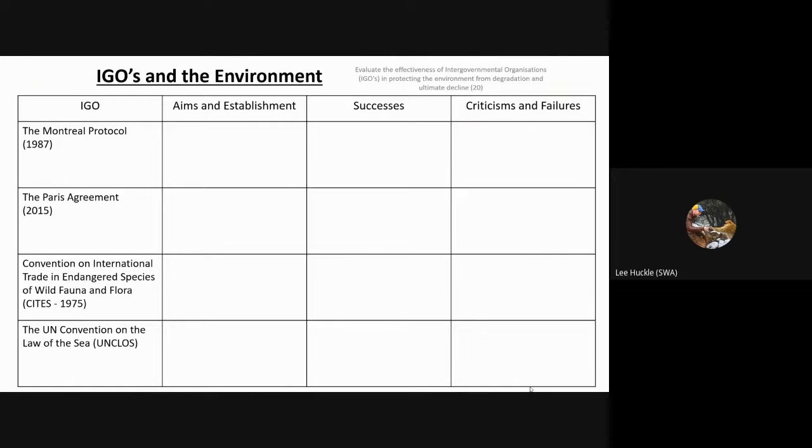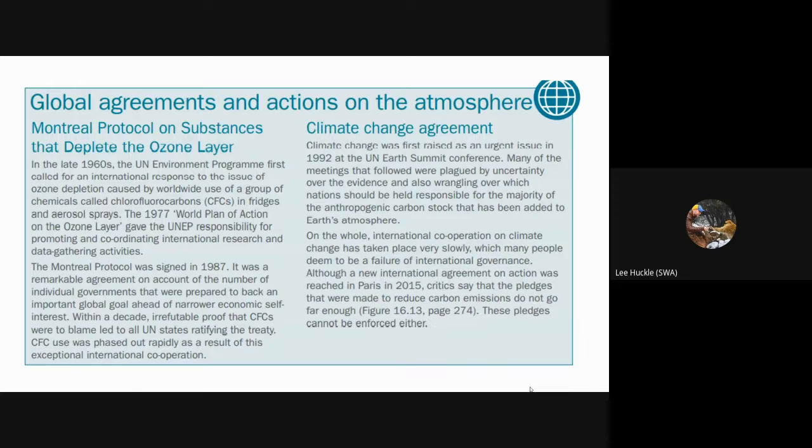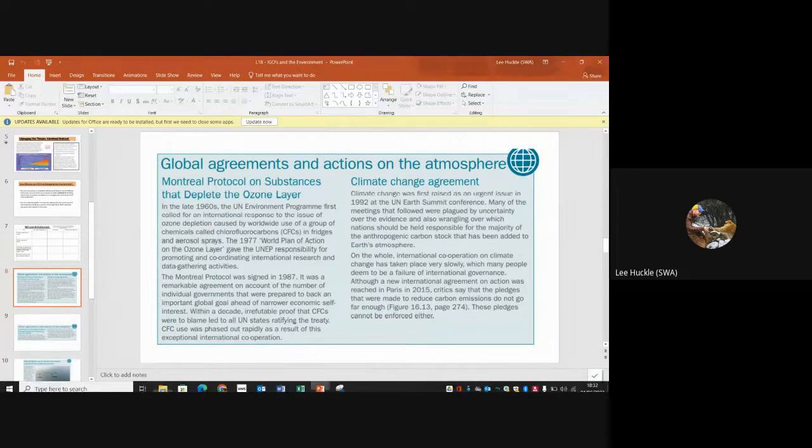And this is what you completed. Your four IGOs down the side, environmental IGOs. You then researched and created detailed notes on what the aims were and when they were established. And then your evaluation. What were the good things, the successes? And then what were some of the failures and some of the criticisms? Really good for a potential 20-mark evaluate question. And there's an example at the top right there: evaluate the effectiveness of IGOs in protecting the environment from degradation and ultimate decline. So that was the final part of EQ3.